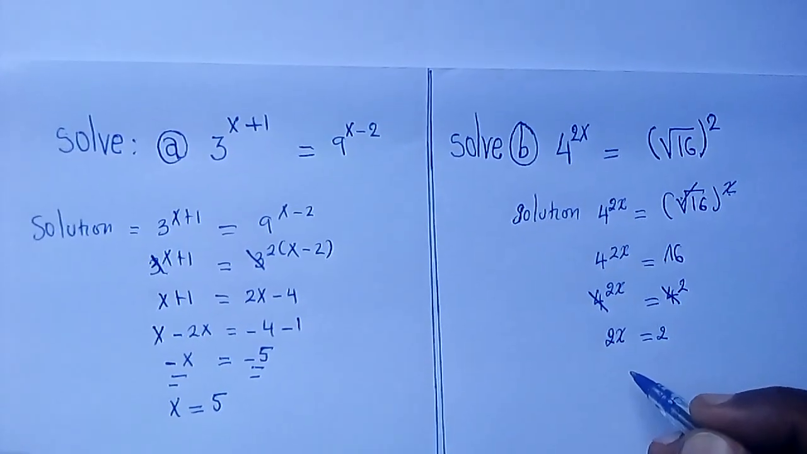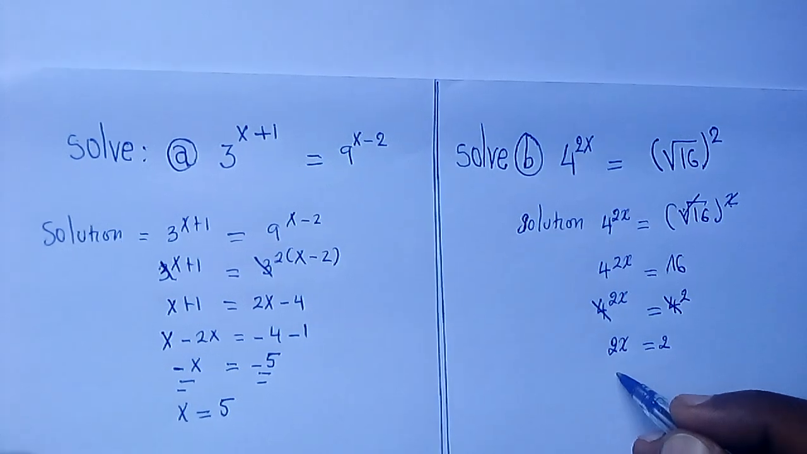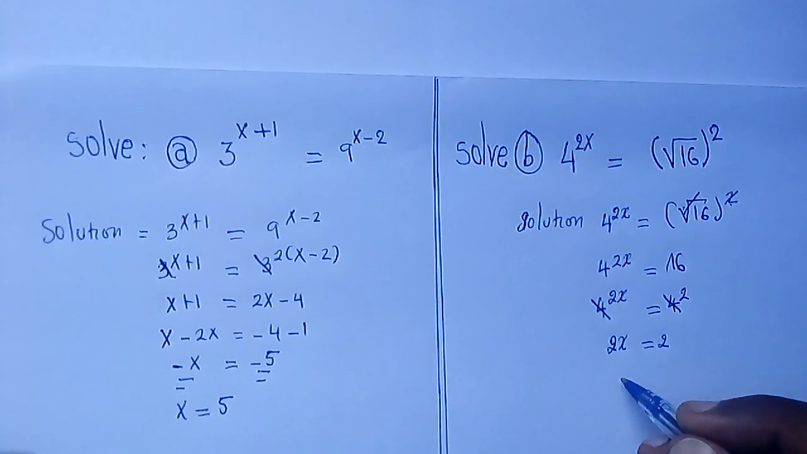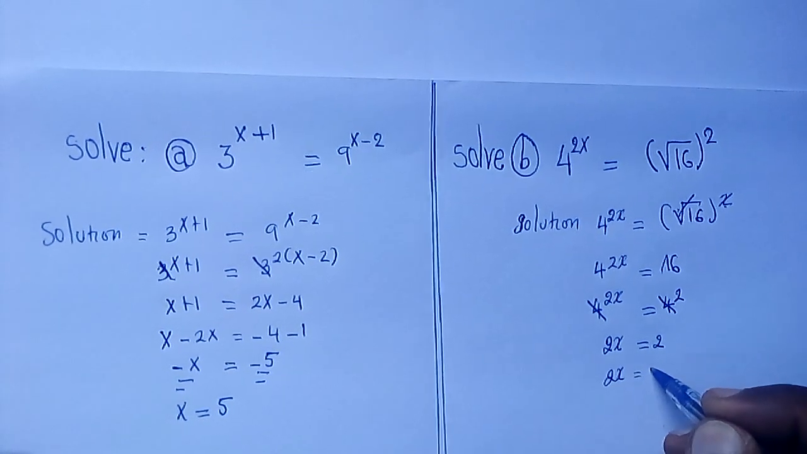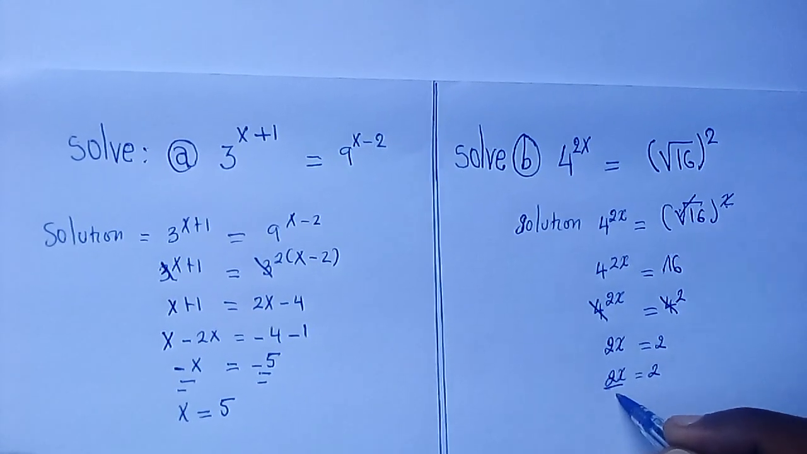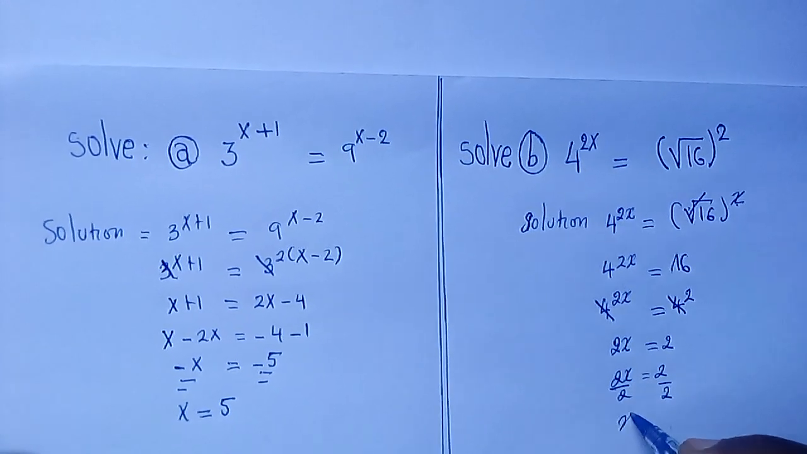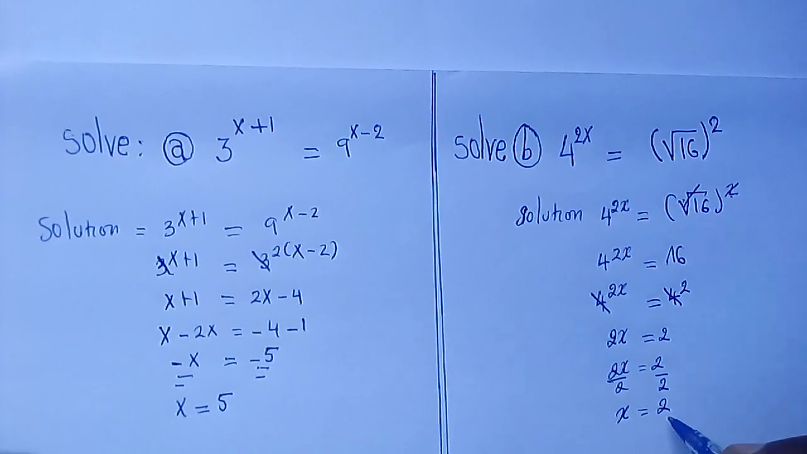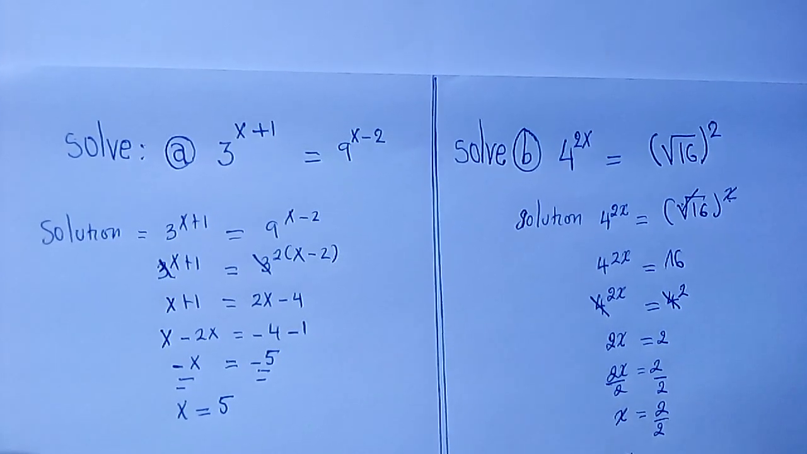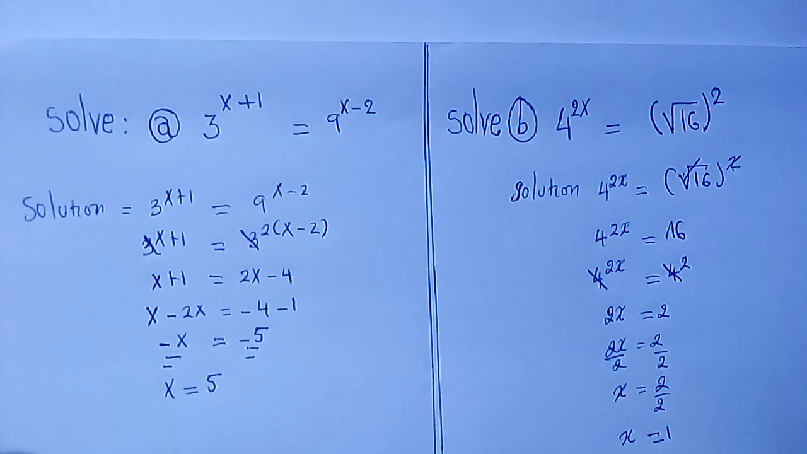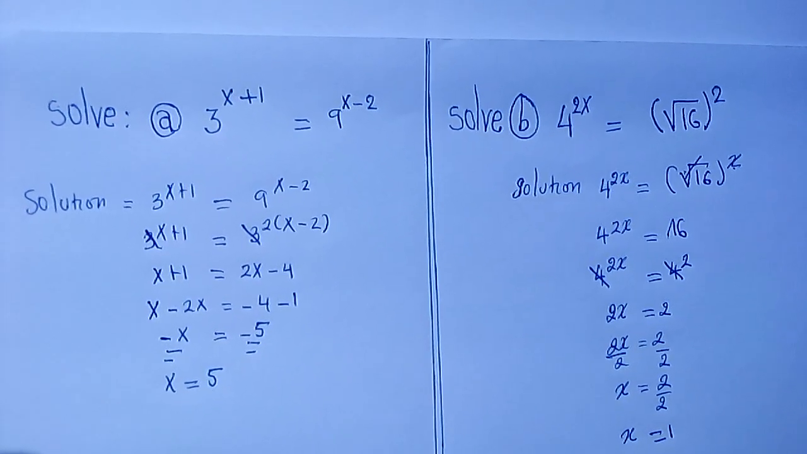Then to find the value of x, we have to divide on both sides by 2. Here 2x equals 2, we divide by 2 and by 2. Then we remain with x equal to 2 over 2. Once we solve, x will be equal to 1. Then the value of x here is 1.